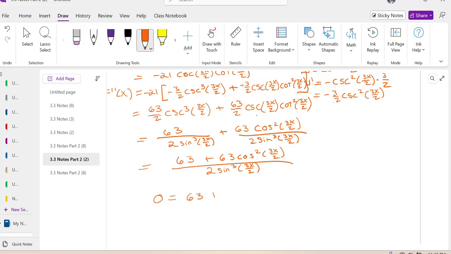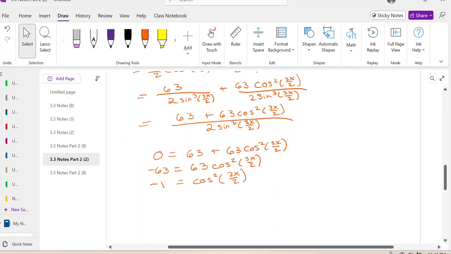If you set the top and the bottom equal to 0, you get 0 equals 63 plus 63 cosine squared 3x over 2. You get negative 63 equals 63 cosine squared 3x over 2. When you divide by 63, you get negative 1 equals cosine squared. And notice that cosine squared can never equal negative 1. So here, there's no real solution.